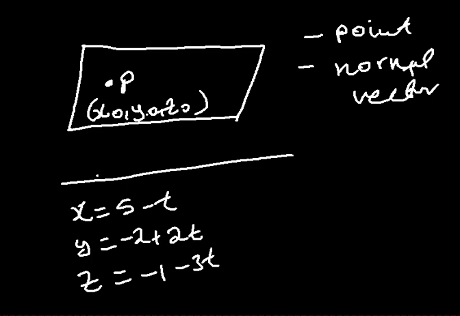vector will be given as the directional vector of the line, and that much you know, it is always parallel to the line. And we'll have the directional vector being given as (-1, 2, -3).